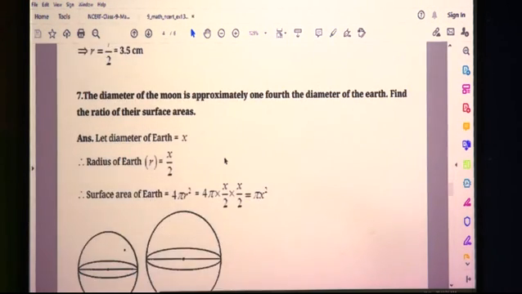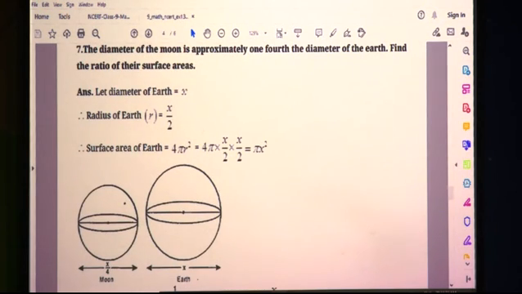Let the diameter of earth be x. Radius of earth is what? x upon 2. Surface area of earth is 4 pi r square. It is 4 pi into x upon 2 into x upon 2. 4 and 2 got cancelled. Pi x square, that is the surface area of earth.